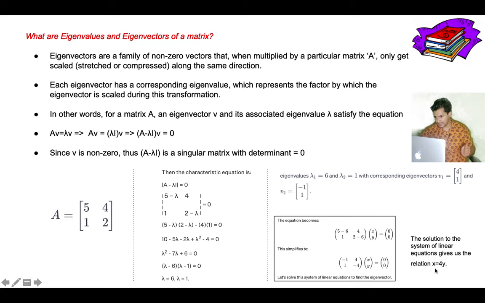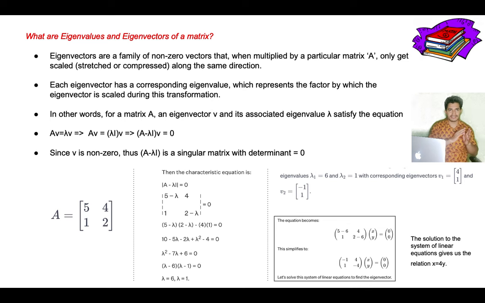For example, here we are getting x is equal to 4y. So vector (4, 1) will satisfy. Similarly, we can solve for the other lambda, which is 1, and we will get the vector (minus 1, 1). So these are the vectors which, when multiplied by this matrix, will just get scaled in the same direction. They won't change orientation, they won't get rotated. And the factor by which they will get scaled is this lambda, which is 6 and 1: for this vector 1, for this vector 6. So this is what eigenvalues and eigenvectors are.